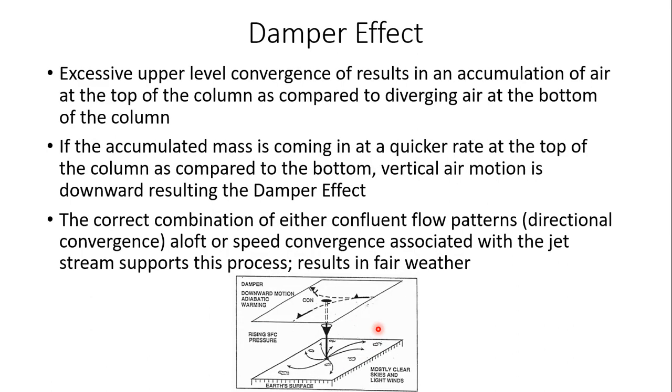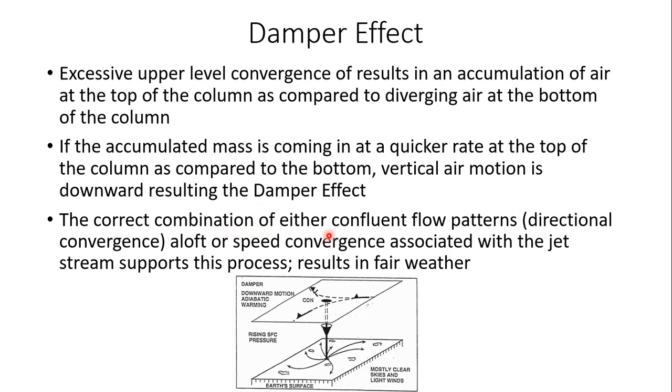Now let's take a look at the opposite effect, the damper effect. Now, the opposite effects occur. In the upper levels, the atmosphere aloft, we have excessive upper-level convergence resulting in an accumulation of air or mass at the top of the column as compared to diverging air at the bottom of the column. Let me get through these first and then I'll explain the diagram. Bottom line is, if the accumulated mass is coming in at a quicker rate at the top of the column as compared to the bottom, vertical air motion is going to basically act downward, resulting in the damper effect.